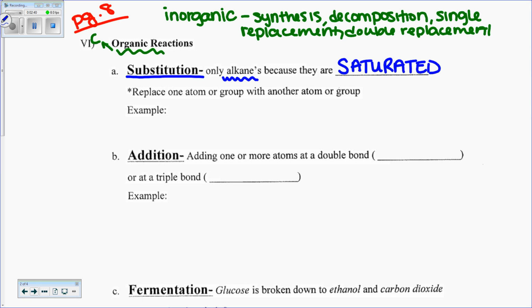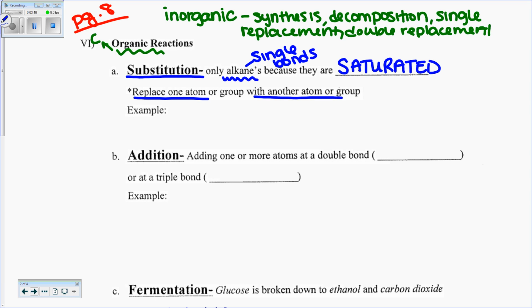We got to think about the bonds that an alkane has. Alkanes have that ane ending. If I go to table Q, I would remind myself they have single bonds. So alkanes have single bonds. That's what makes them saturated. And when I go through a substitution reaction, I'm actually going to replace one atom with another atom. So it's a lot like the single replacements would look like.